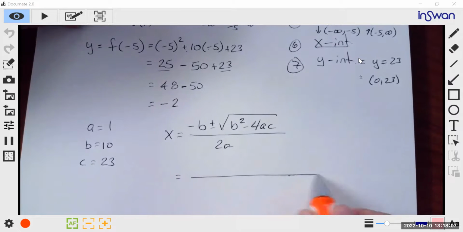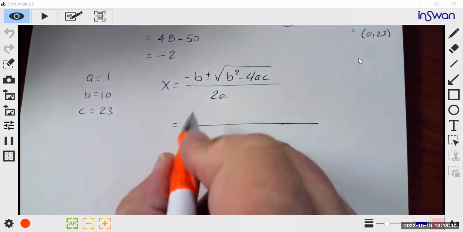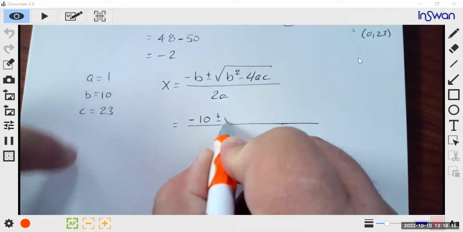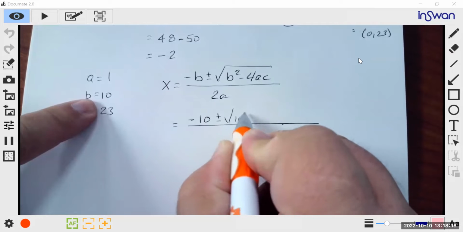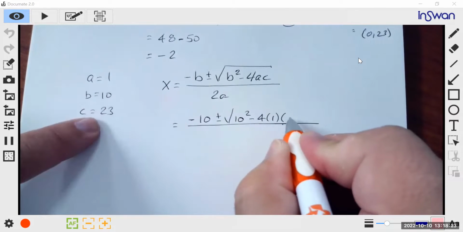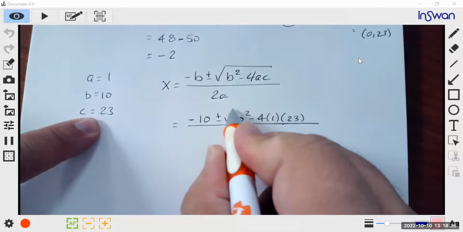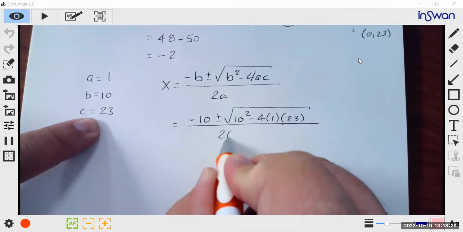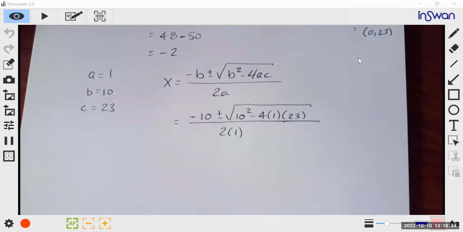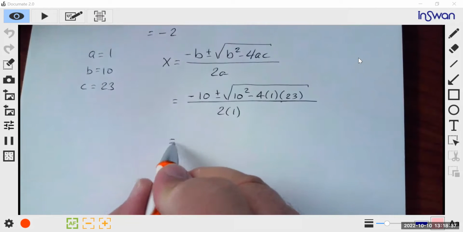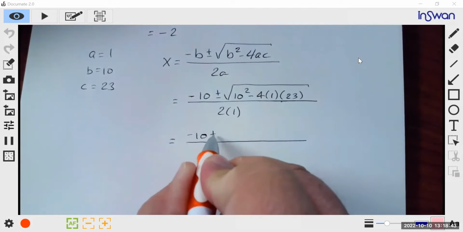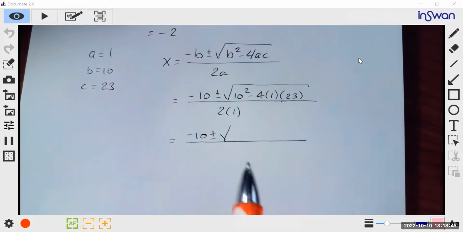Now you start plugging and playing. So negative B is negative 10, B is 10 squared, 4, A is 1, C is 23, and 2A is 2 times 1. So work inside the radical first.